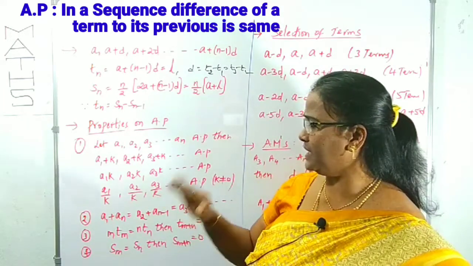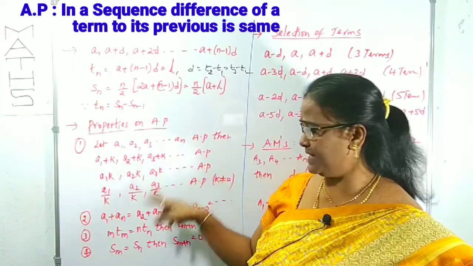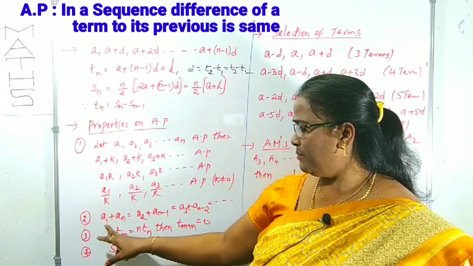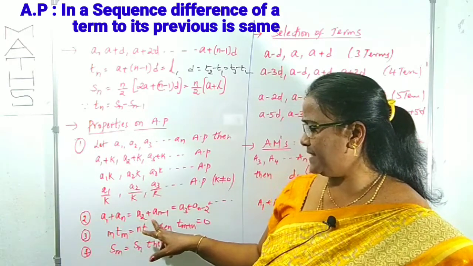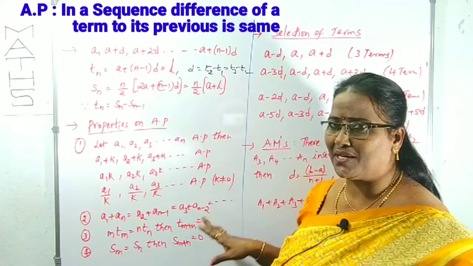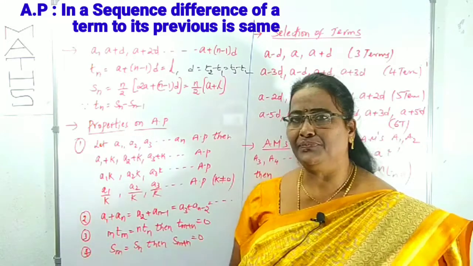And we can observe that in that series, the sum of the first term and last term is the same as the sum of the second term and the last but one, like that. A1 plus An is the same as A2 plus An minus 1, which is equal to A3 plus An minus 2, and so on. Clear?